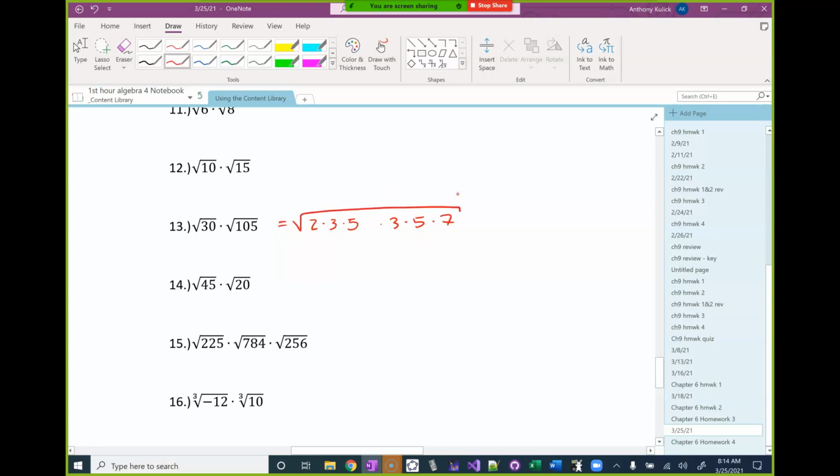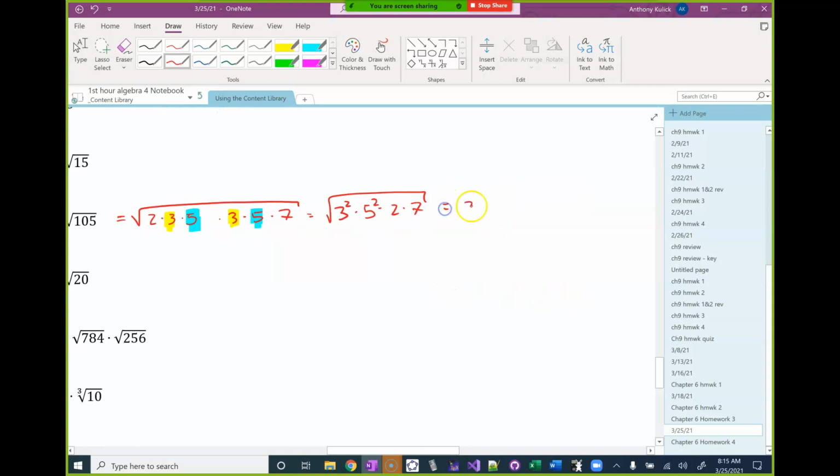So if I do that, then I can collect the 3's together and make a 3 squared. I can collect the 5's together to make a 5 squared. So the 3 and the 5 can come out, but the 2 and the 7 are stuck underneath. And then we just multiply things together. And I have 15 square root 14. Is that okay? Yes.